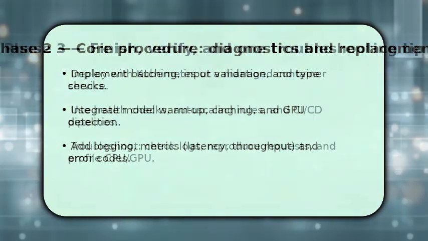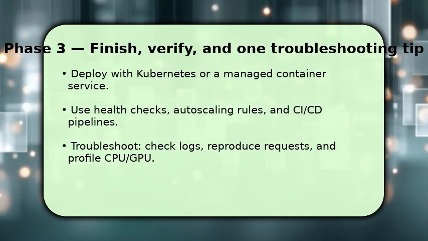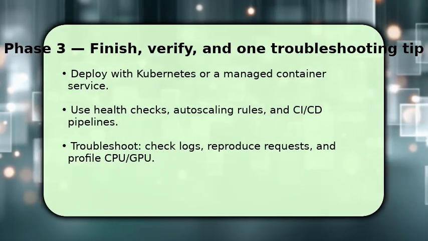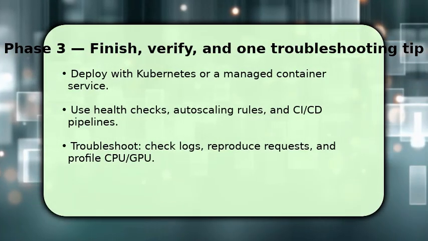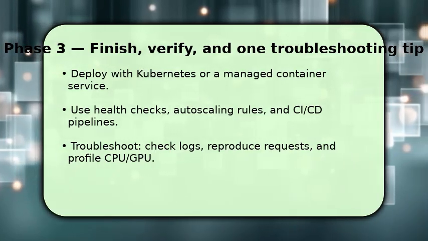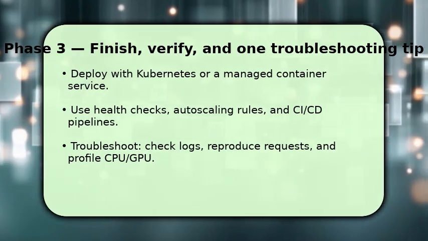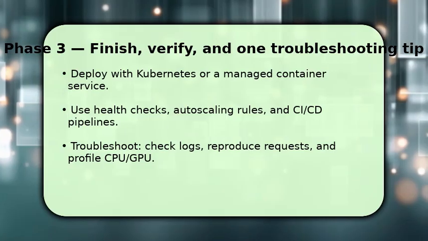Finish by adding health and readiness endpoints so orchestrators can manage lifecycle. This prevents traffic to unhealthy pods. Once deployed, enable auto-scaling based on request latency and queue depth, and wire CI/CD to build images automatically. Make sure to store credentials in secrets and rotate keys.